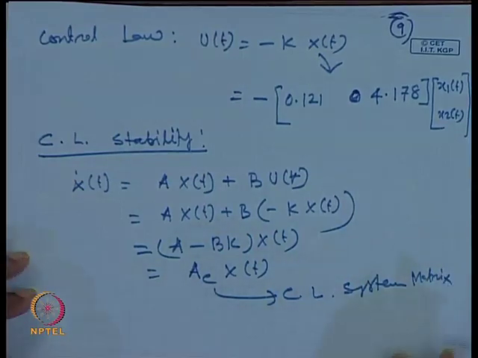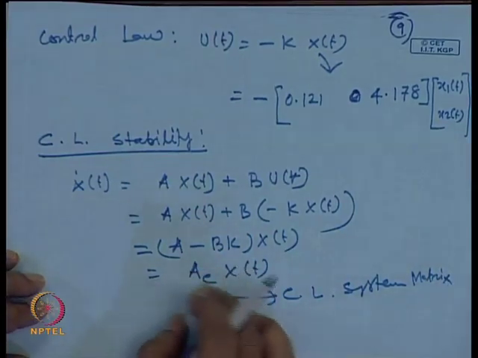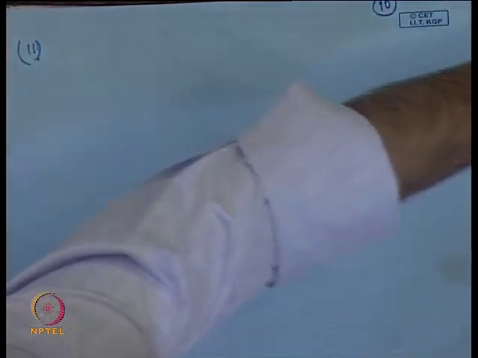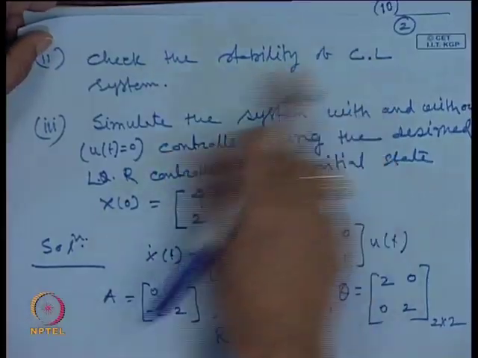Now, to know whether the system is stable or not, you just find out the eigenvalues of this matrix. If the eigenvalues of this matrix have negative real parts, then the system is stable. So, find out the eigenvalues of the closed loop system matrix. Part 2 of the problem is to check the stability of the closed loop system.